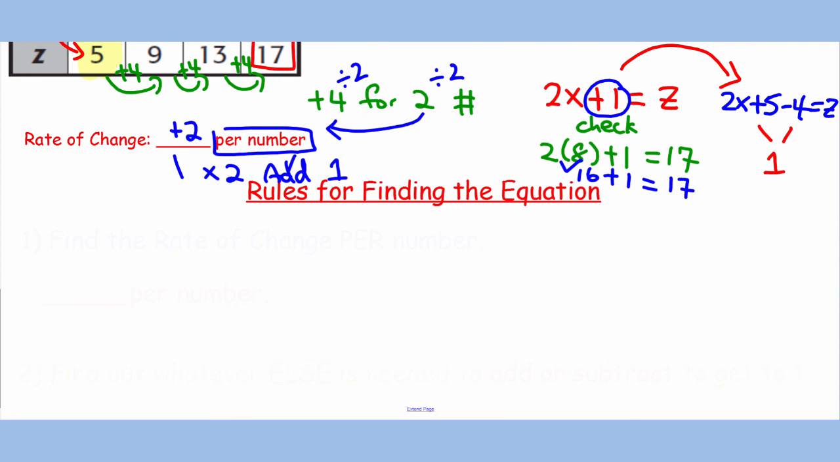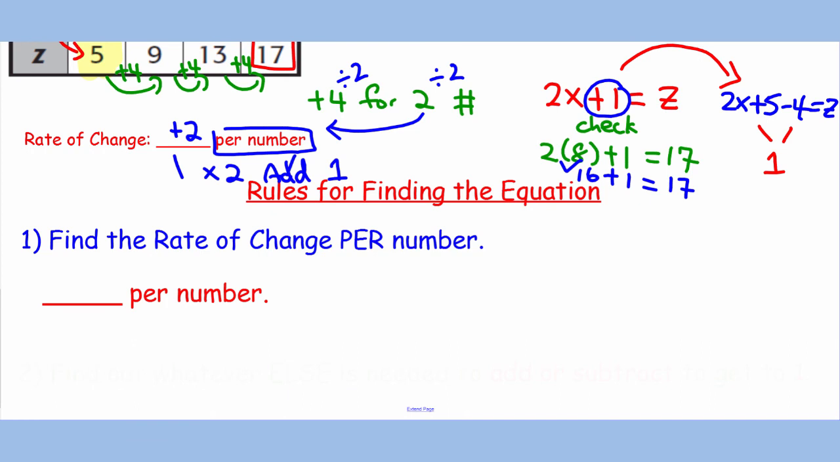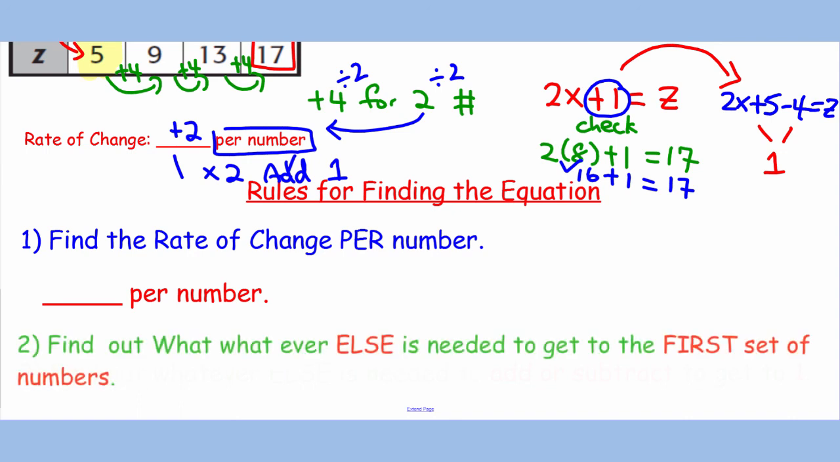So what are the rules that we went through to find the equation in a data table? 1, we have to find the rate of change for each number, and if it's not per number, you just divide it to get to the unit rate. 2, find out whatever else is needed to add or subtract to get to the first number. That's it for the lesson.